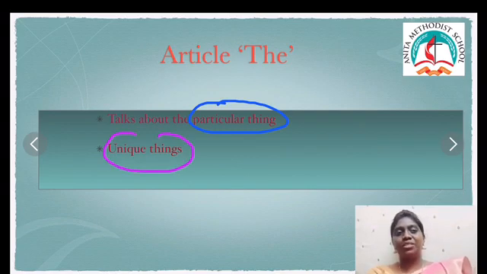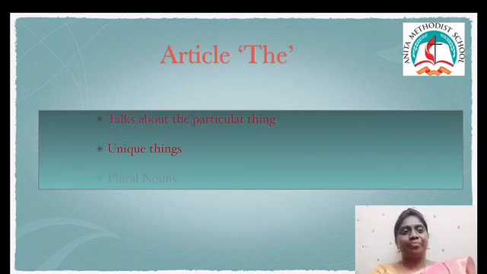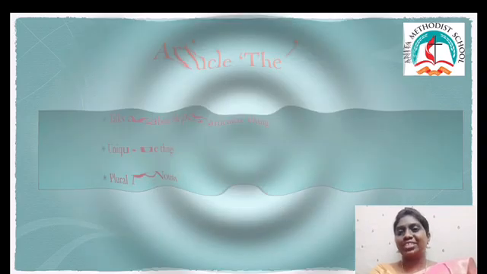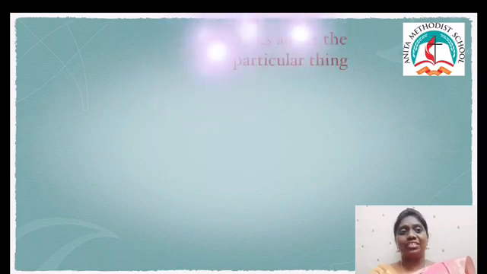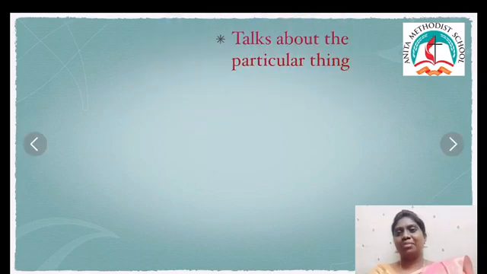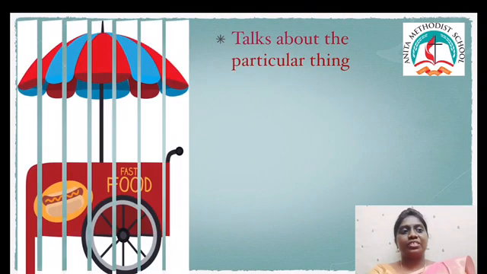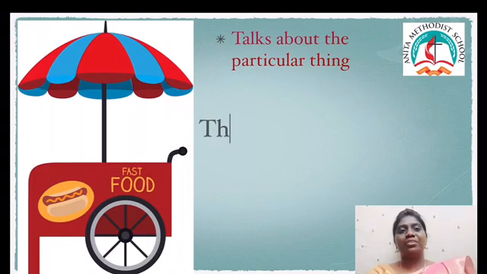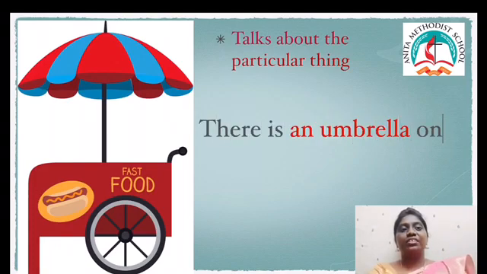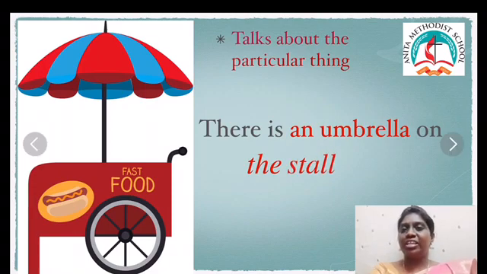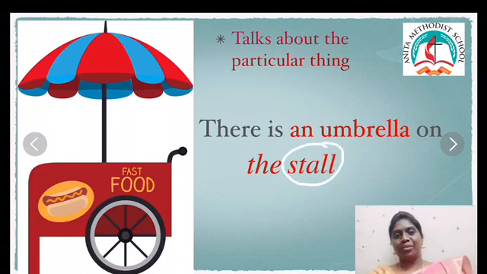Let's see examples for all these things. First thing talks about the particular thing. So what is that? Same example, I'm just giving it for you. So there is an umbrella on the stall, right? So already we know there is a stall. Again we are going to mention something about the stall. So we use the stall.